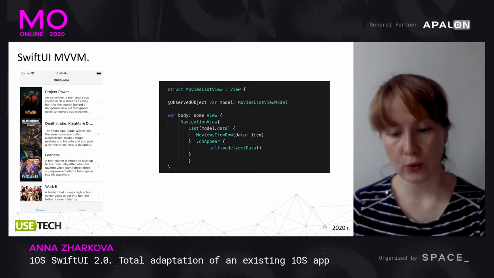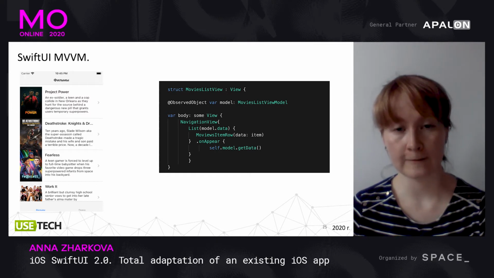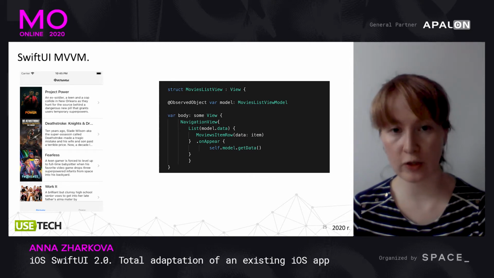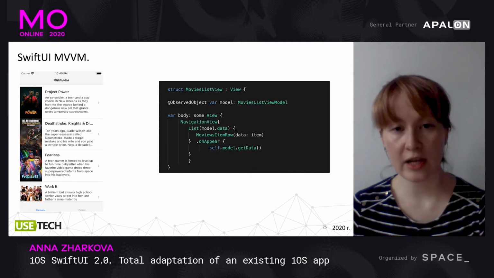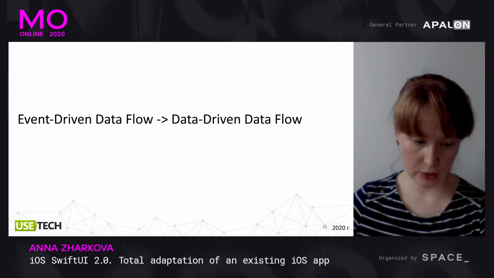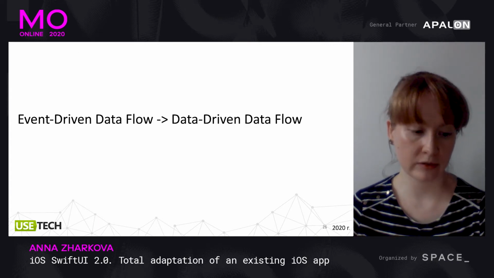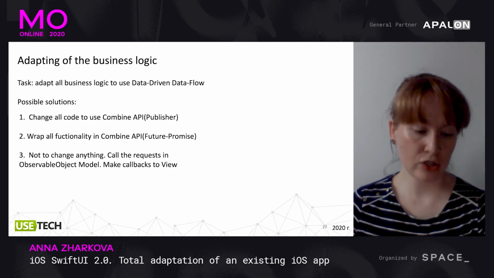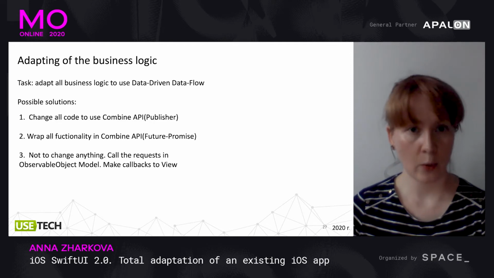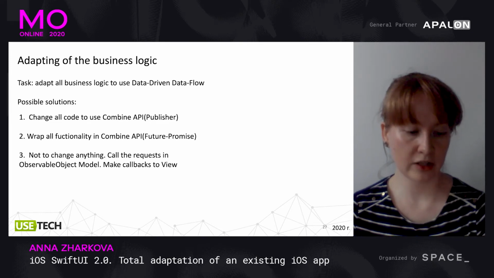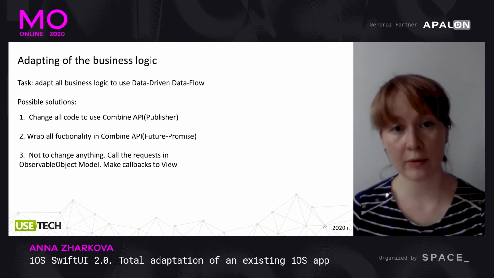We put the link to our view model in our view, and we should call the functionality of this model from specific lifecycle methods of our view, for example onAppear, which is just like viewWillAppear in UIViewController. So now we should change event-driven data flow to data-driven data flow. There are three possible solutions. We could change all the code to use the Combine API. We could wrap all our existing functionality in the Combine API. Or we could not change anything, and just call the request in the ObservableObject model and make some callbacks to our view.